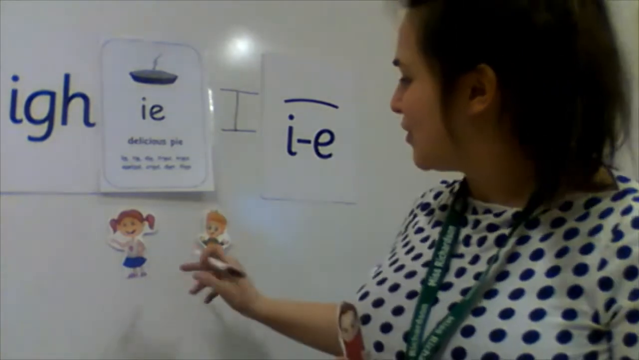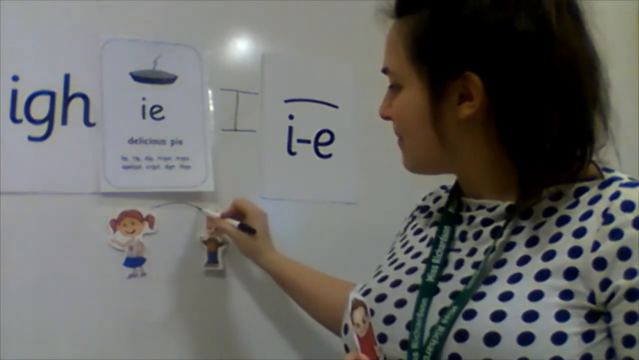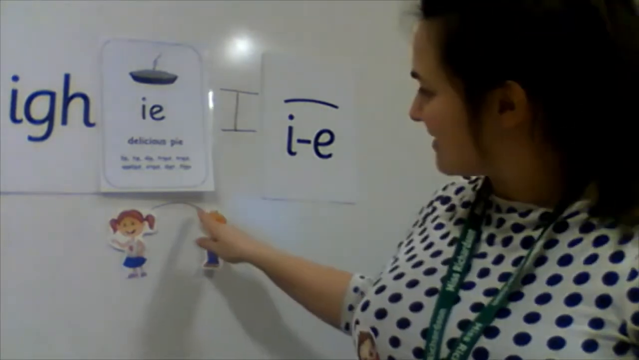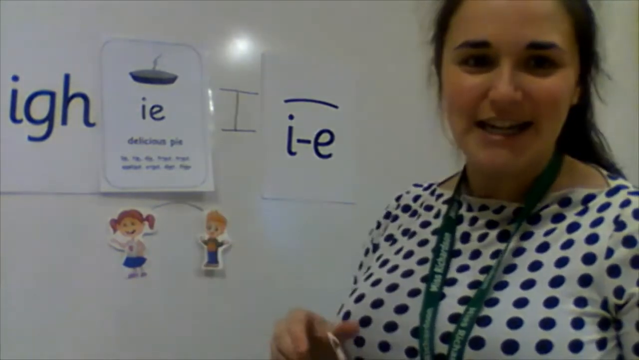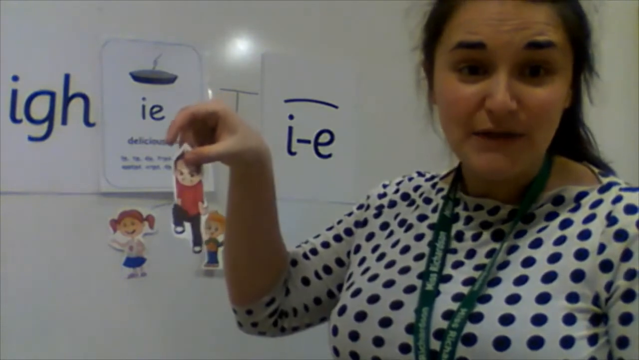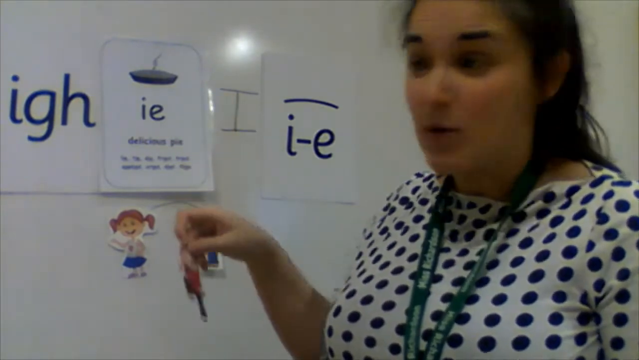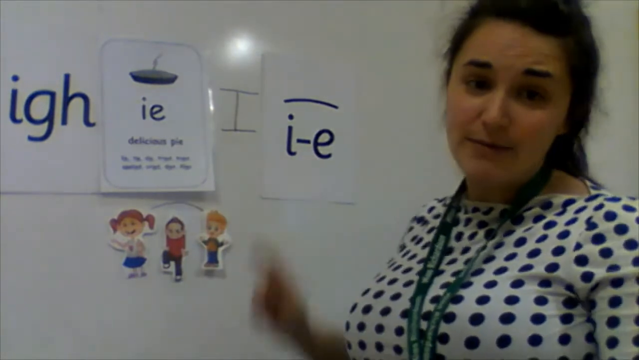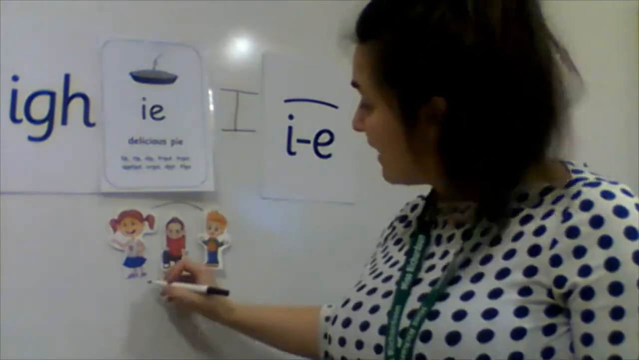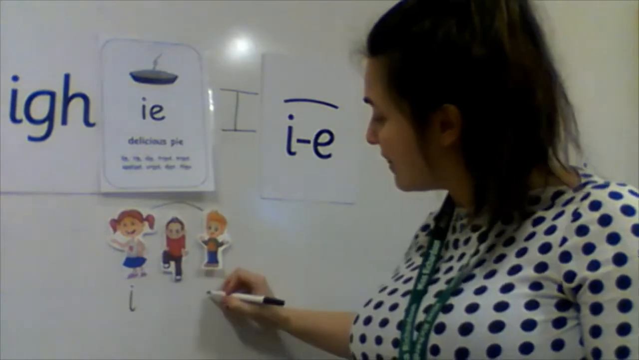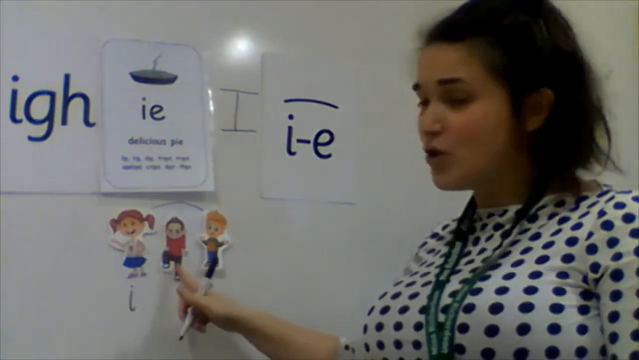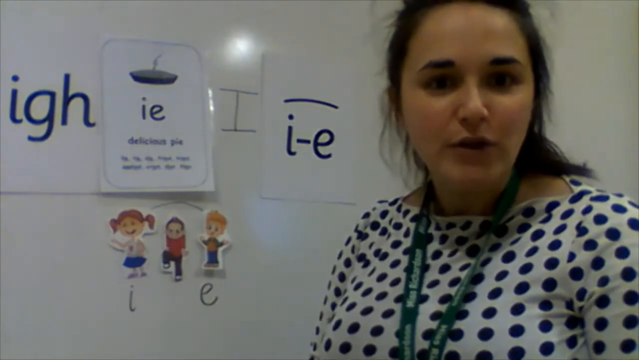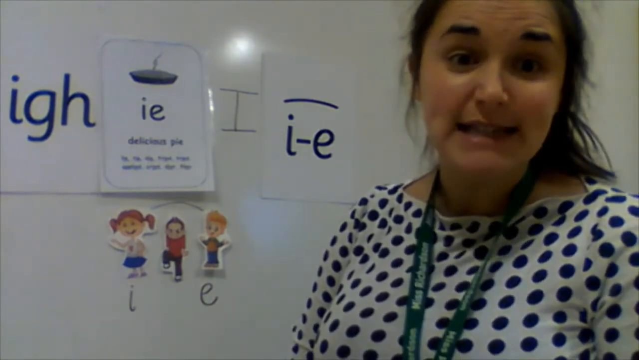Now these 2, don't let it bother them. They still play together and they still hold hands. Here they are, joined together. But my naughty friend is trying to push in the way and push in the middle. And that's what's happening with my split digraph. If this was the I and this was the E, a naughty letter is splitting them up. Let me show you what I mean in the word smile.